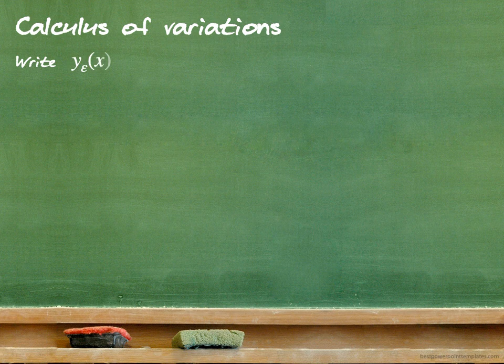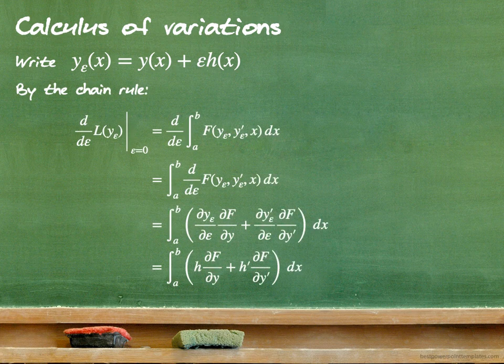So let's explicitly write down our perturbation. It's y epsilon equals y plus epsilon h. And then let's do a couple of manipulations. So we'll plug things into the definition of directional derivative, and we'll differentiate under the integral sign, and we'll use the chain rule for partial derivatives.